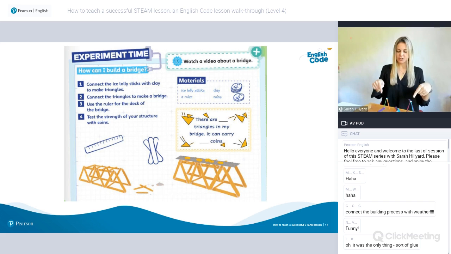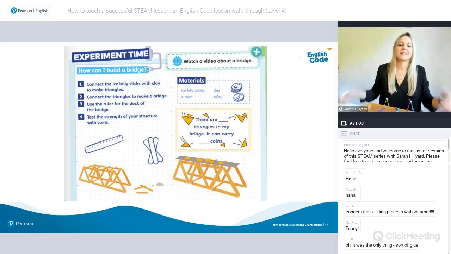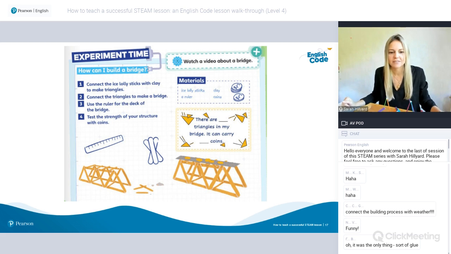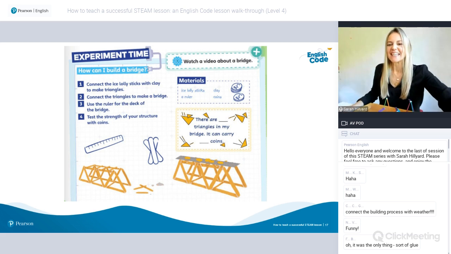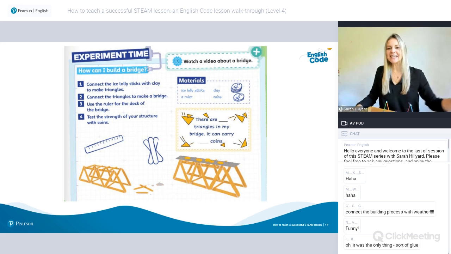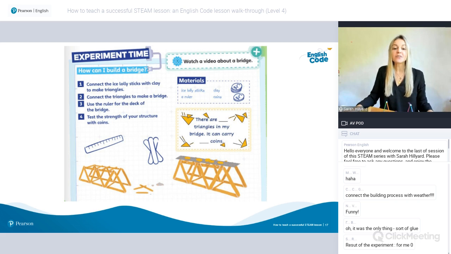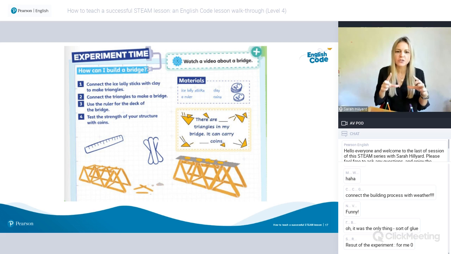Mine has three triangles and it carried loads of coins. I didn't finish counting them in the end, did I? So when you're doing STEAM, you should give your learners STEAM feedback. While they're working on building their bridges, you would go around saying, wow, you're great engineers. I like your thinking. You're great mathematicians making those perfect triangles. That type of praise is what works with STEAM, not just excellent, good job, but actual STEAM feedback.